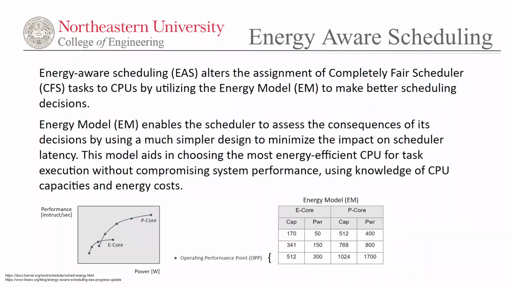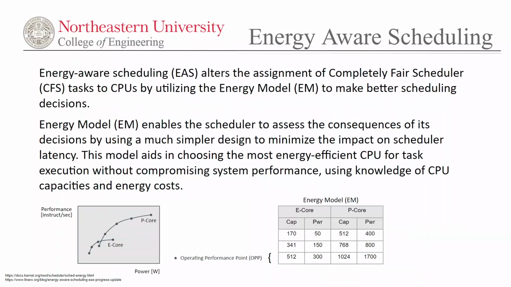Energy-aware scheduling alters the assignment of the completely fair scheduler to make better scheduling decisions, using a much simpler design to minimize energy in choosing the most energy-efficient CPUs for tasks, using the knowledge of CPU capacity. Performance per power is a line and is shown in the bottom right. The energy model lists the E cores on the left and the P cores on the right.